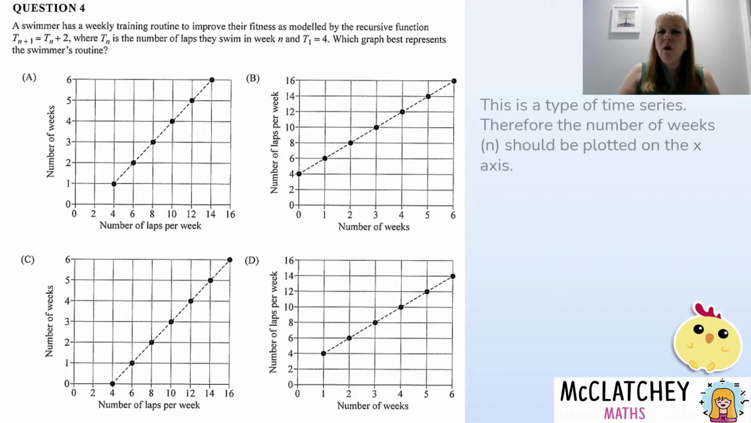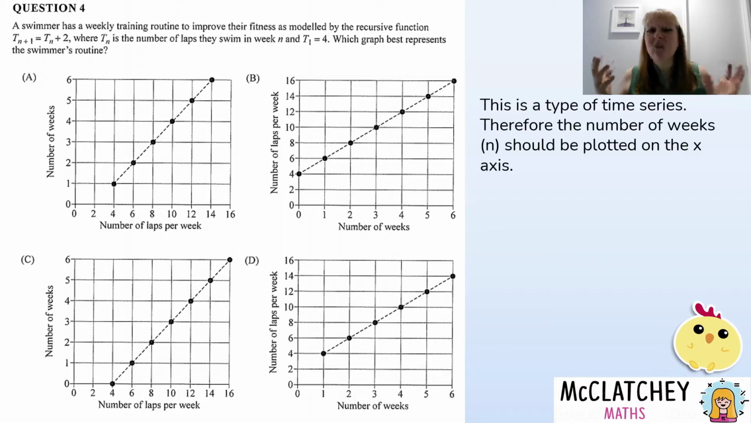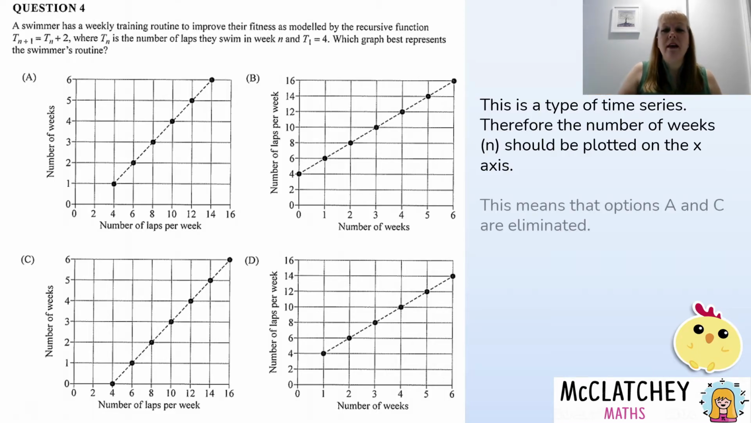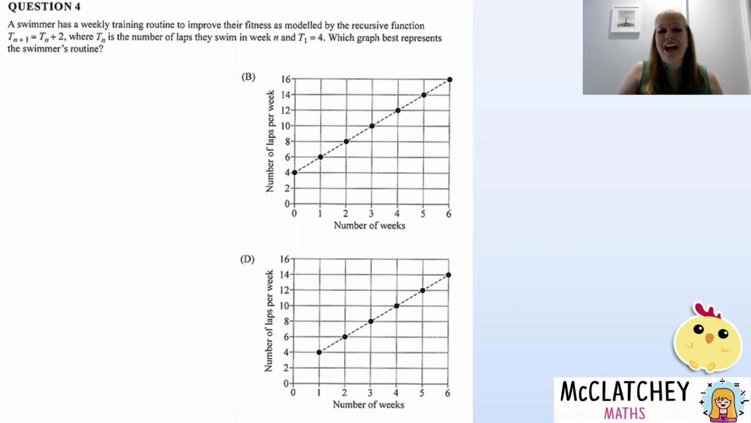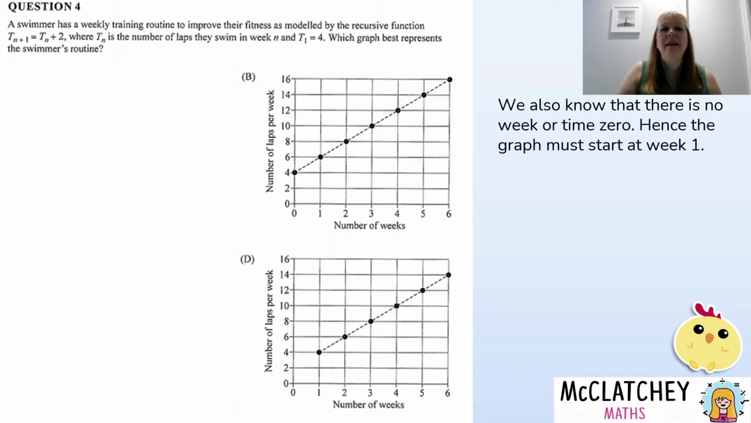Now, we would recall that what we're actually graphing here is a type of time series, and we should always be graphing our number of weeks or the time that's elapsed on the x-axis, whenever we have a time series. So straight away, we can eliminate options A and C. Boom, they're gone. Now we want to focus on options B and D, and this is where it gets a little bit trickier. First of all, let's read back in the question.